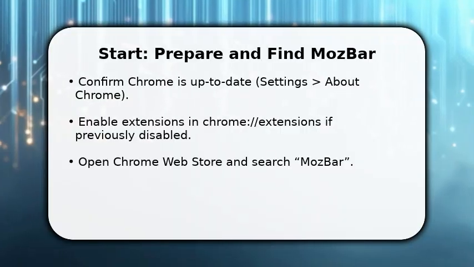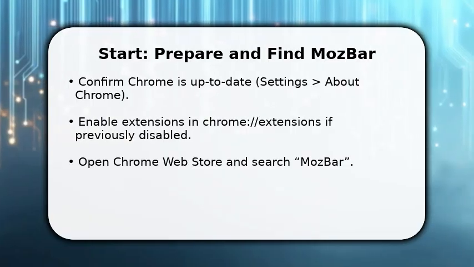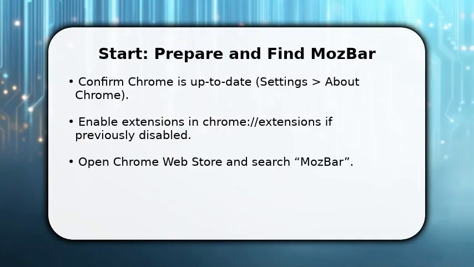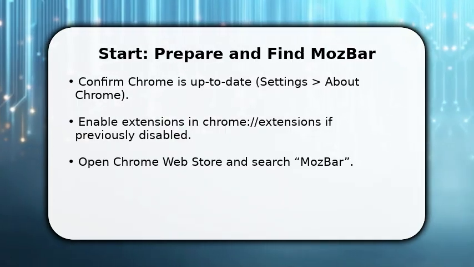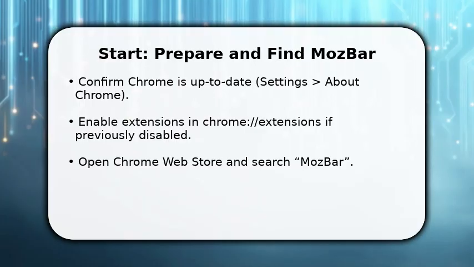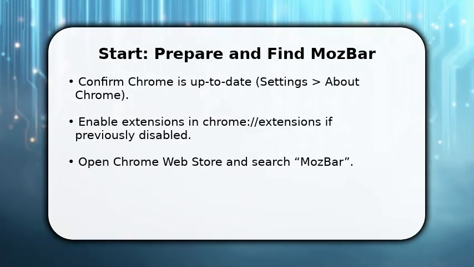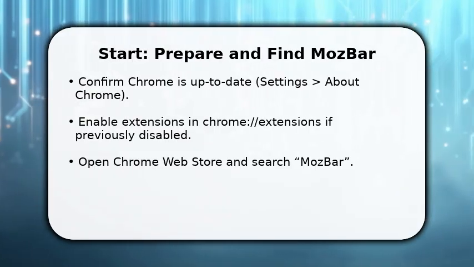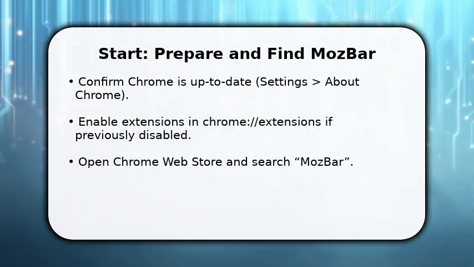You start by confirming Chrome is current. This avoids compatibility issues. Once done, make sure extensions are enabled in Chrome //extensions so installs succeed. Next, open the Chrome Web Store and search for Mozbar, typing the exact name and checking the results. Click the Mozbar listing to open its details page.